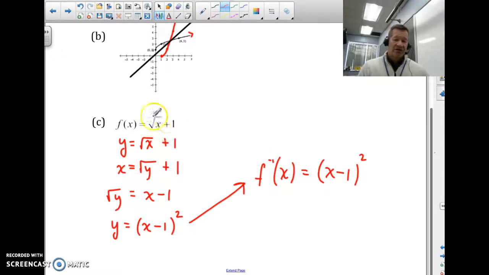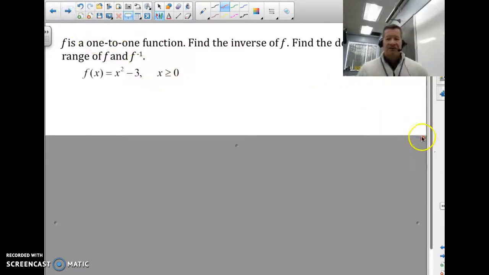One thing I want to note here, that the domain of this function is x is greater than or equal to 0. And what we're going to go on to find in the next page here, because we're switching x and y, the domain and range are going to be switched. Okay, this function, x minus 1 to the second power, has a domain of all real numbers. However, because it's a parabola, it wouldn't be 1 to 1. Only the right half of the parabola is considered to be the inverse, and we'll talk about that more on these next pages.